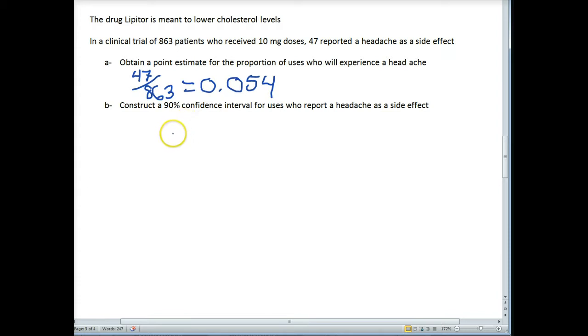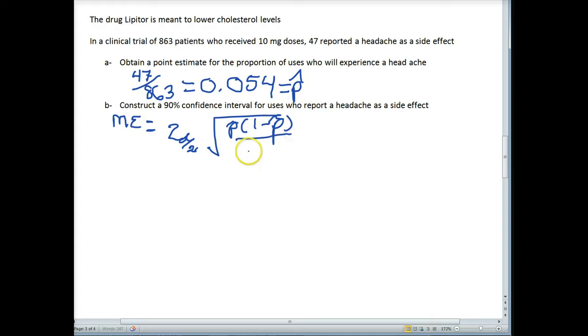Now, the 90% confidence interval is calculated much in the same way that we calculated the ones for the z-values. However, our margin of error formula is slightly different. The z confidence constant, z alpha over 2, times the square root of p hat, which is our approximation of the proportion, times 1 minus p hat, over n. And we add and subtract this value to our proportion estimate.